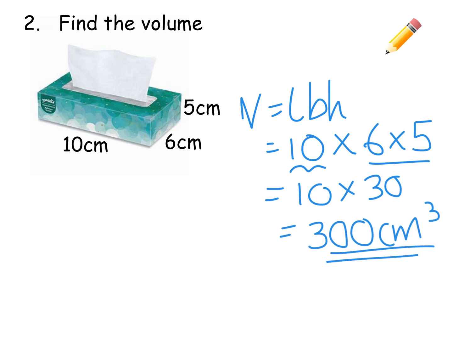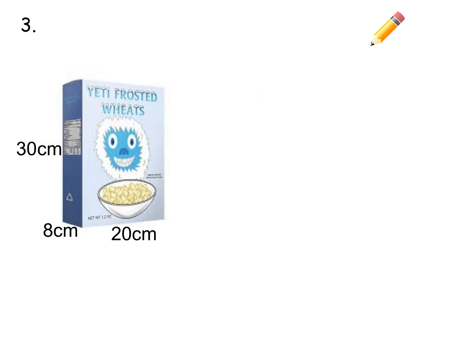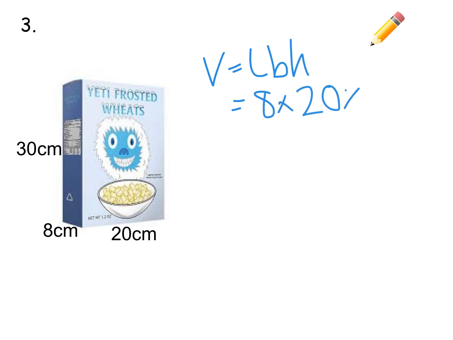Let's have a look at my third example. Okay, we've got a box of cereals, slightly bigger numbers. Still, I'm not using a calculator yet, so V equals LBH. Remember I said we can do any order, so we're going to do 8 times 20 times 30. Now the trick in this one is we're going to multiply all these numbers: 8 times 2 times 3. I actually think this is easier to go backwards and do 3 times 2 times 8, or 3 times 8 times 2.